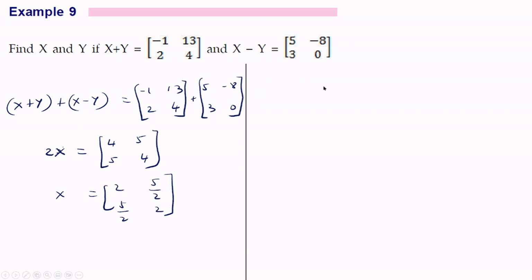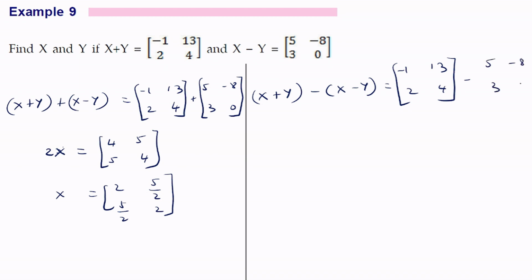Next we can find y. If we subtract these two, x plus y minus of x minus y, it will be the difference of these two matrices. Minus 5 minus 8, 3, 0. So here again we will have x minus x, which is the 0 matrix, then plus y. Here minus of minus y will be plus y. So this will be 2y. So the left hand side will be 2y.